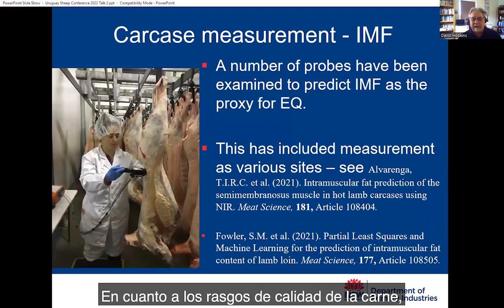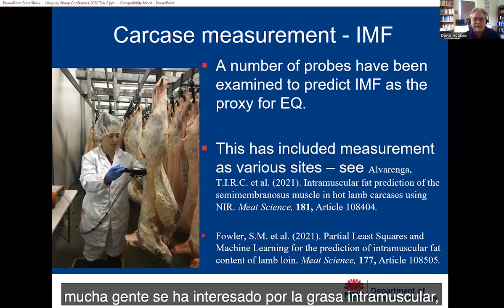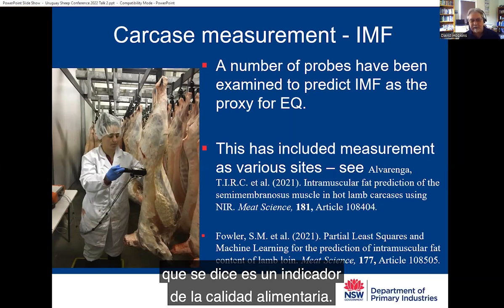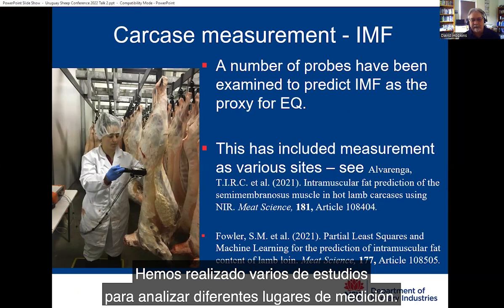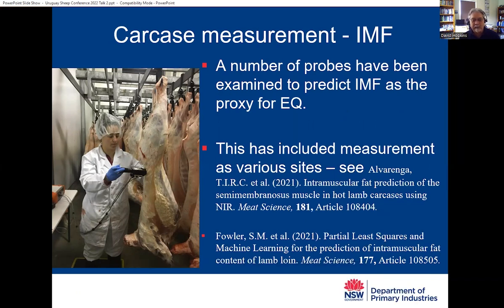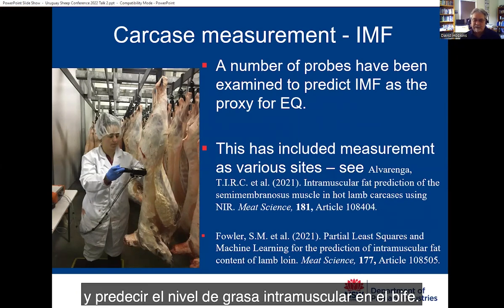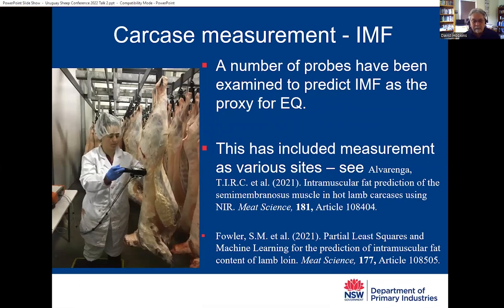In terms of meat quality traits, a lot of the focus has been on intramuscular fat. As I said, it's a proxy for eating quality. We've done a number of studies to look at different sites of measurement. The first paper listed there looks at measuring hot in the chiller, the topside muscle, because it's easy to get access to and give that a prediction of the IMF level in the loin. And it's moderately successful and shows some promise.